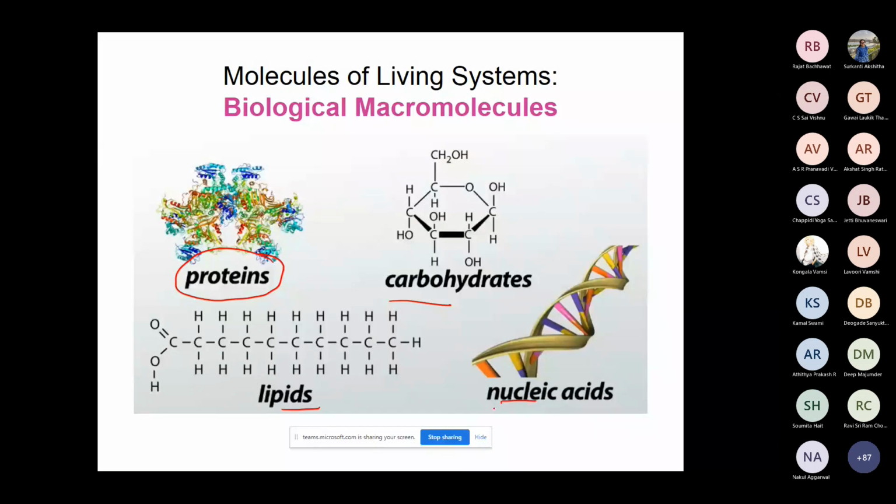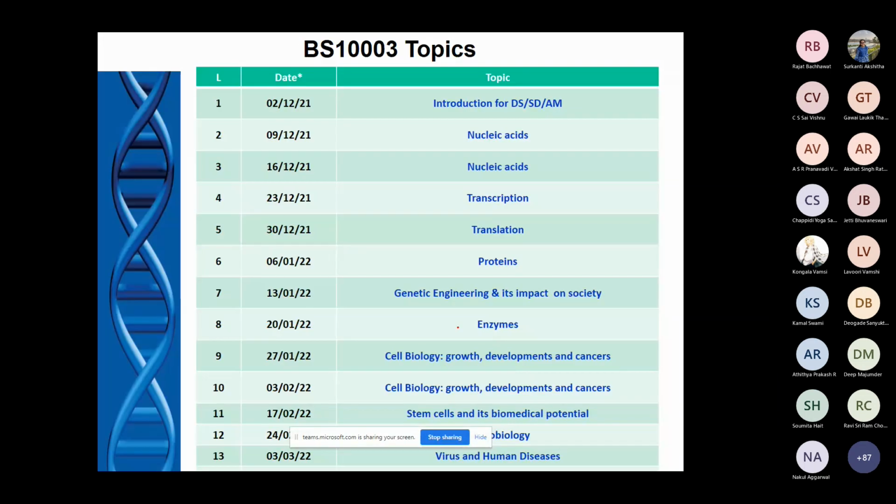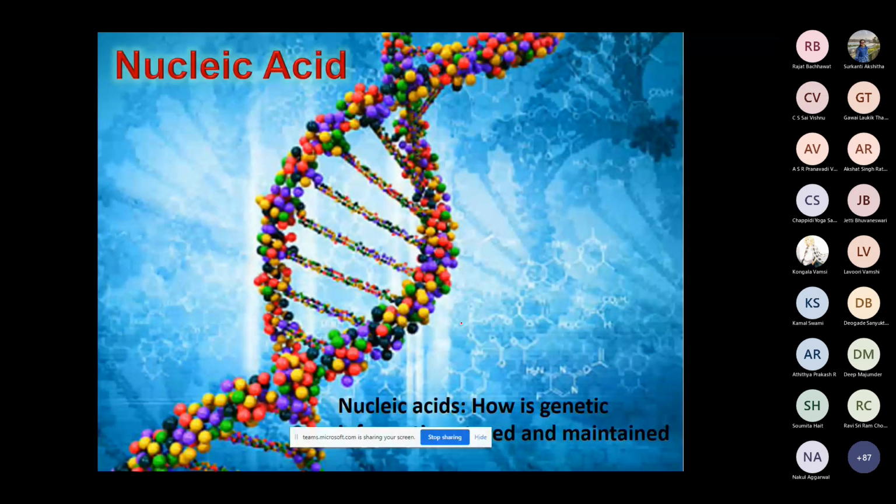That you have to remember. All of you are aware, right? Lipid means fat. And carbohydrates, what we normally call sugar, are an example of carbohydrates. Then protein and nucleic acid. I will discuss proteins and nucleic acids in more detail. Today I'm going to mostly concentrate on nucleic acids: how genetic information is stored in our body and how it gets maintained.